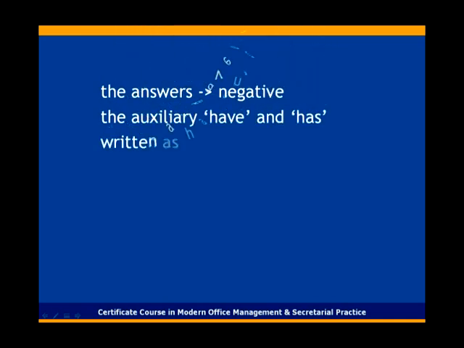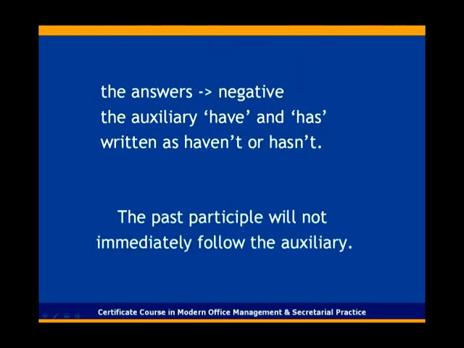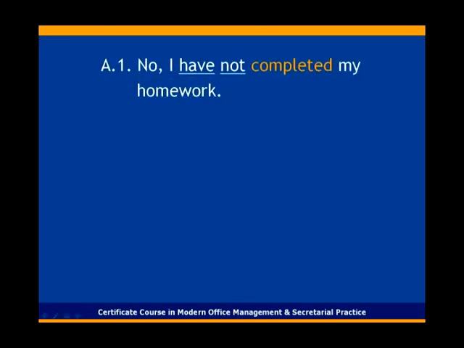Now, in case the answers are to be given in the negative, the auxiliary have and has will be followed by not, or the auxiliaries will be written as haven't or hasn't. Also, the past participle will not immediately follow the auxiliary. Note how these questions are answered in the negative.